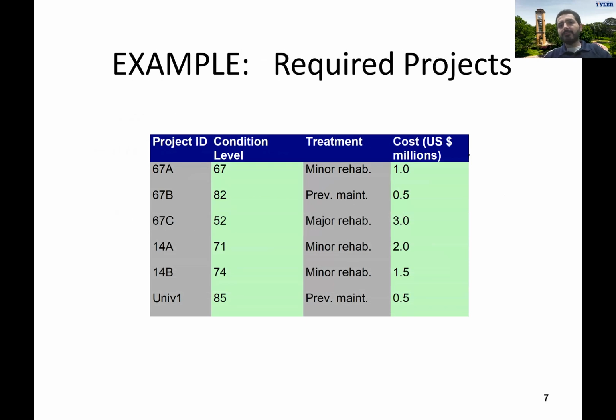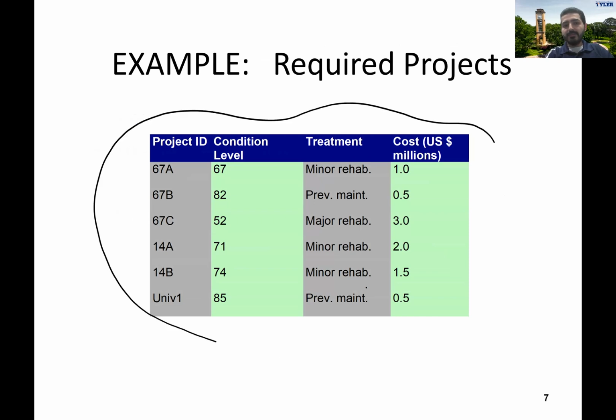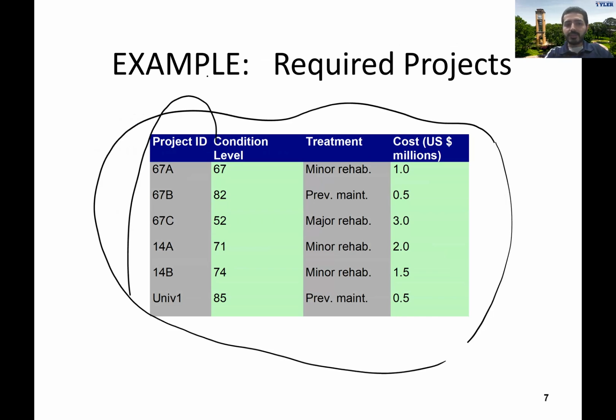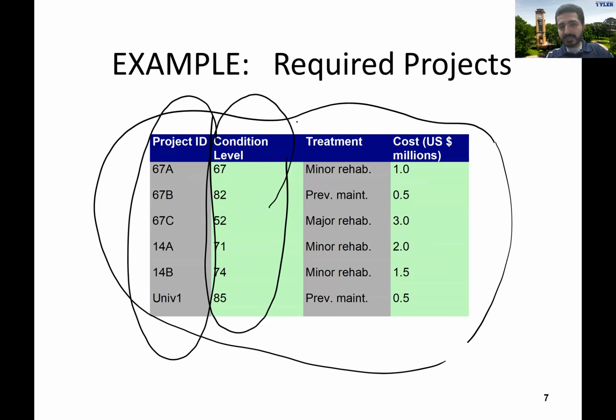Here is an example of some of the required projects that you may have. The first column here is the project ID, just the name or the ID of the project. But more importantly is the condition level. This is the PCI. What's the PCI of each one of those projects? One of the lowest is 52, all the way to the highest at 85.